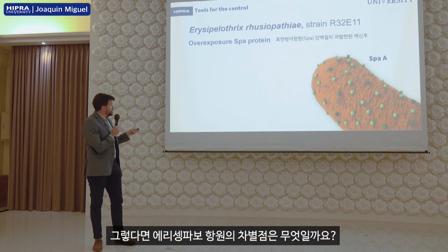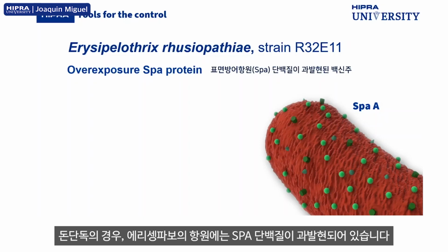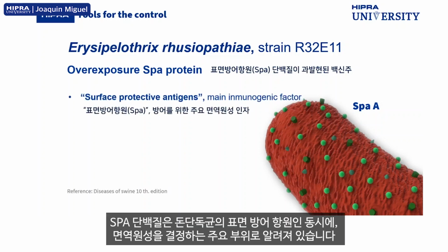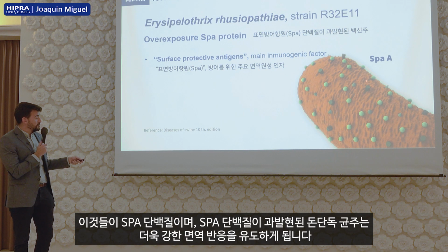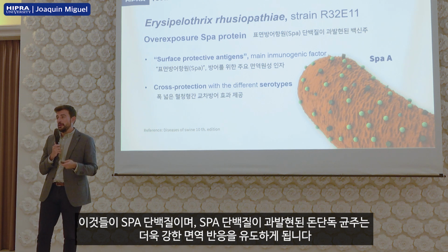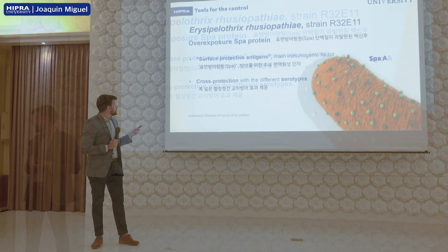What about the antigens? What makes them different? Regarding Erysipelothrix rhusiopathiae, the strain that we are including has an overexpression of the SPA proteins. When we look at the bibliography, the SPA proteins are the surface protective antigen and are the main immunogenic factor. So this strain is modified in order to express a higher number of these proteins, which helps to develop a higher immune response.